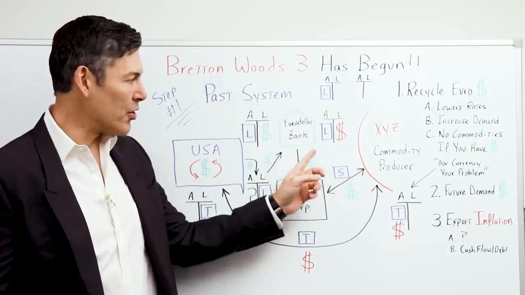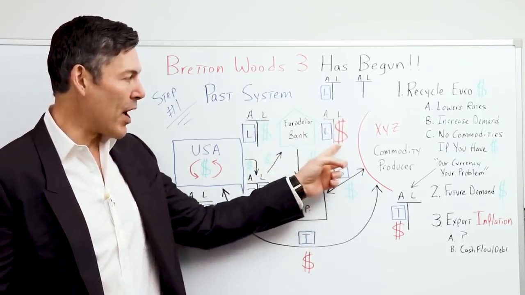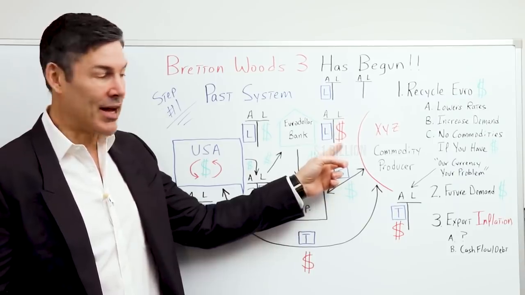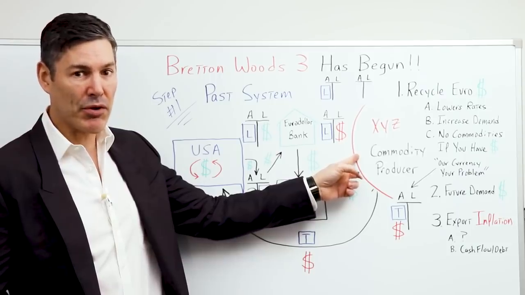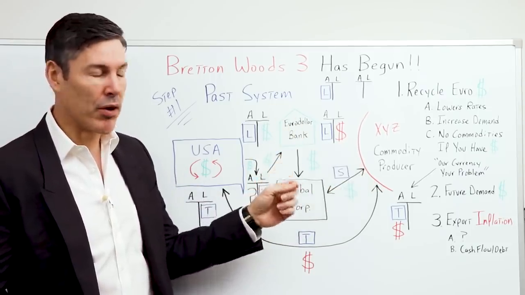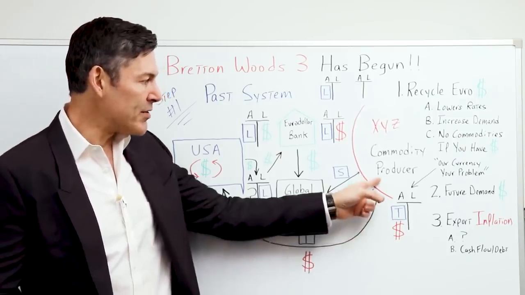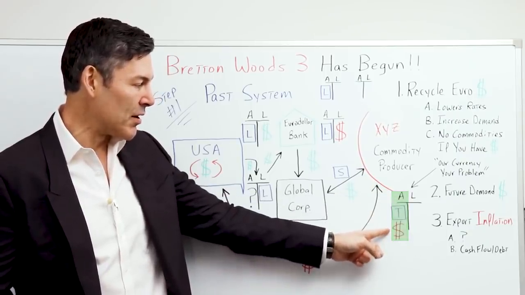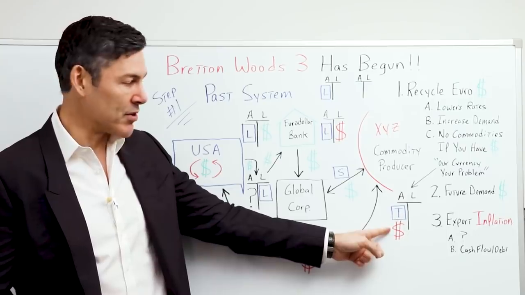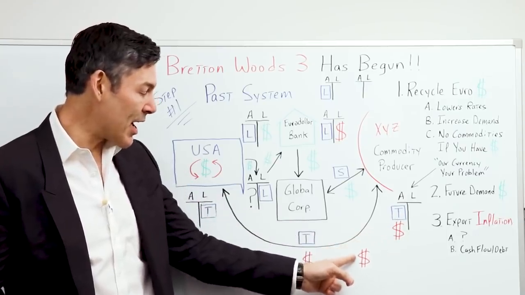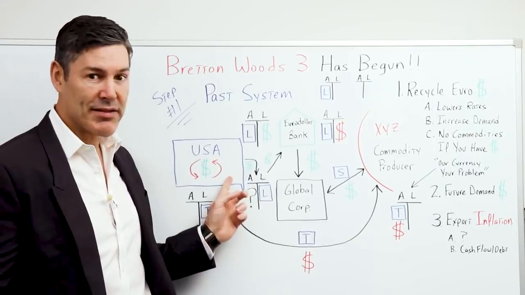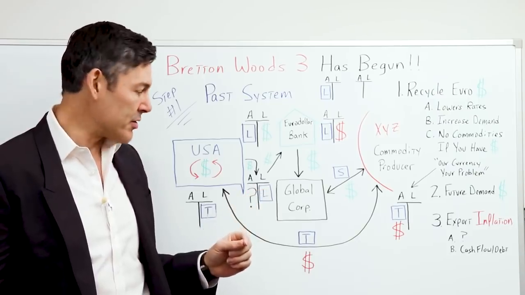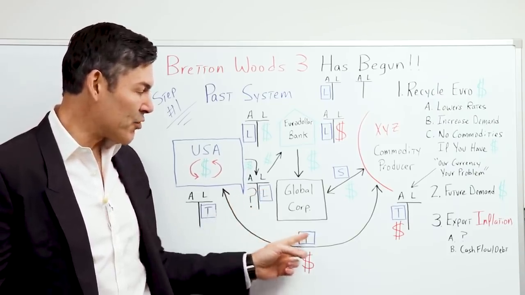This is why I've turned the dollar sign from green over to red, just to indicate that now these $1 billion are an asset of XYZ commodity producer. Just wanted to point that out because that's going to be important here in just a moment. So XYZ commodity producer now has the $1 billion as an asset on their balance sheet. Well, what do they do with the $1 billion? Well, they'll go ahead and send that over to the United States because they want to earn some form of return, a little bit of interest on their dollars. So the United States sends them treasuries.